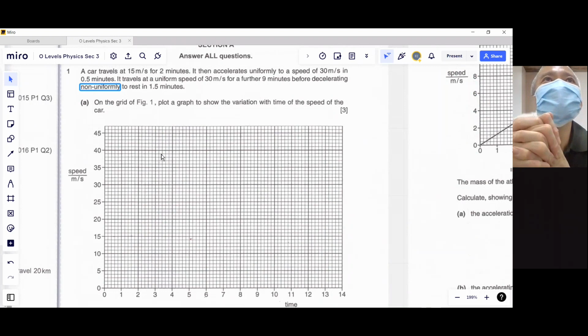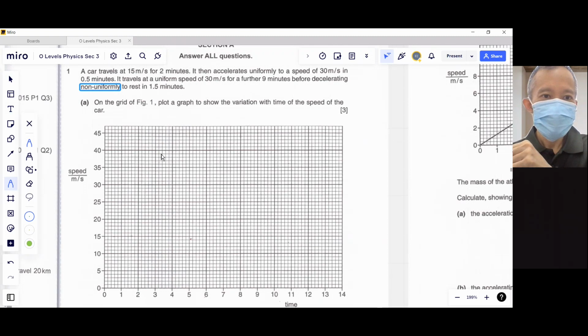That one okay with this one? Confusing. Okay, let's do an example for this. Fujin, you can listen up too. So it travels at 15 meters per second for 2 minutes. 15 is here. So it's a constant speed. So that means you draw a straight horizontal line until 2 minutes.